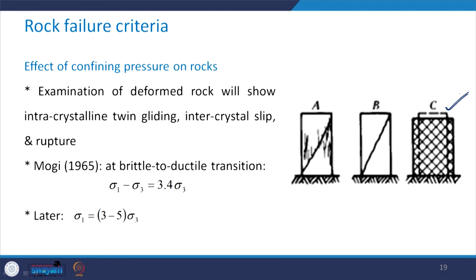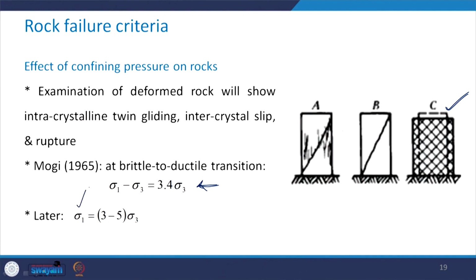Now, Mogi in 1965 talked about this brittle to ductile transition pressure and suggested that when your sigma 1 minus sigma 3 is approximately equal to 3.4 times the confining pressure, or sigma 3, then this stress state will correspond to the brittle to ductile transition. Later on, when other researchers carried out research in this direction, they said that when you have sigma 1 in the range of 3 to 5 times sigma 3, then you can have the brittle to ductile transition.